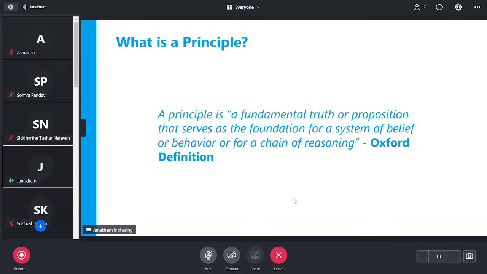So what is a principle, right? So why do we need principle, right? The standard definition says a principle is a fundamental truth or proposition that serves as a foundation for a system of belief or behavior or for a chain of reasoning. Right? But if we have to put this in layman's terms, a principle is a statement around which you build your implementation or construction as a project manager. We'll look at some examples.